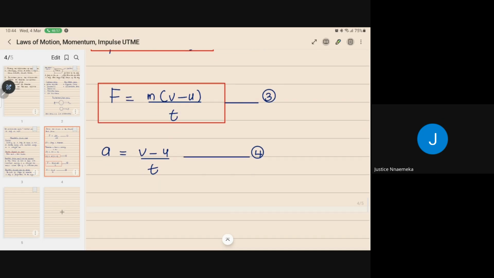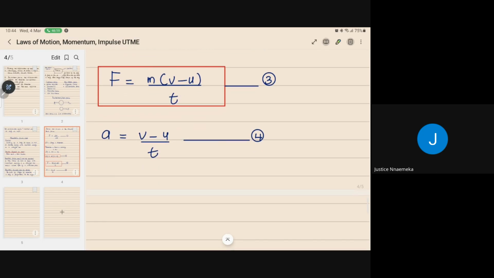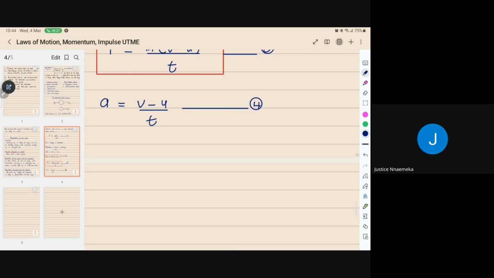So now, let's substitute equation 4 into equation 3. Sub equation 4 into 3. Maybe if I, oh my God, I'm still drawing. What is happening?